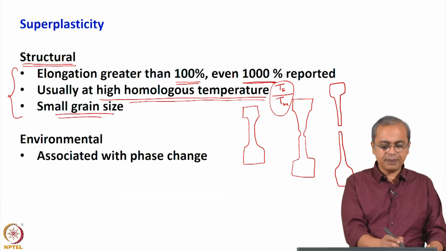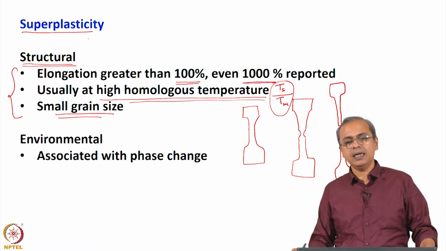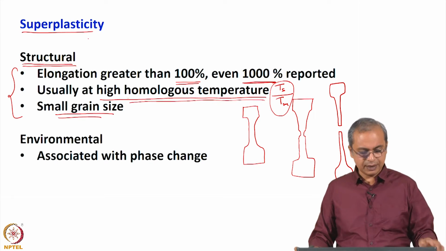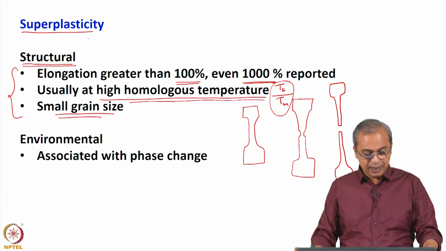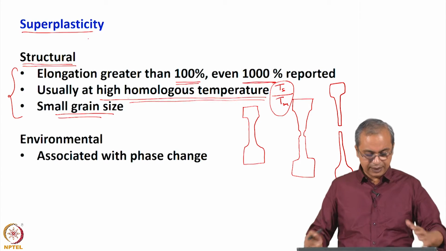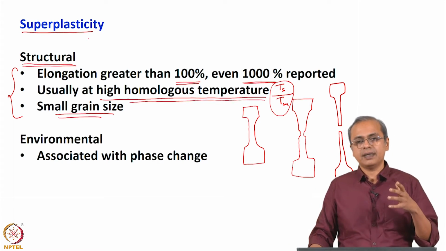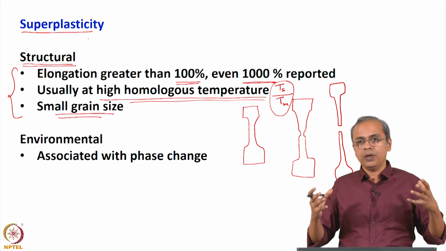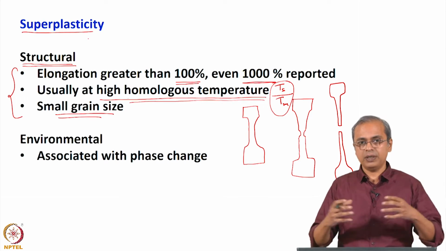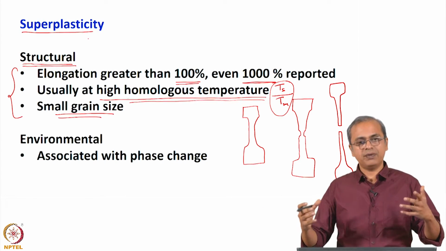So, when you look at superplasticity in general, it is of these two kinds, structural and environmental. But for most applications, we are looking only at the structural aspect of superplasticity. The environmental version is one where a material shows you behavior that looks like superplastic behavior, with this kind of very long elongation before failure.